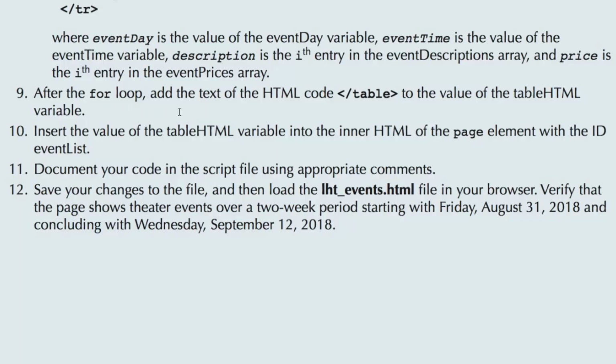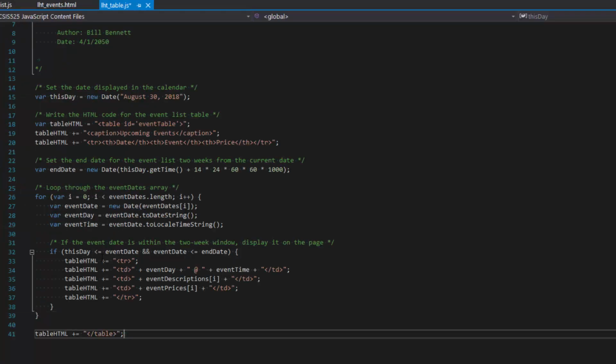Then in step 9, the last thing we need to do is to end the for loop and close up the table with a closing table tag. So we go ahead and put in our closing curly brace there for the for loop, and then underneath of that we just concatenate, using the plus equal operator, another string value, which is the closing table tag that completes the table.